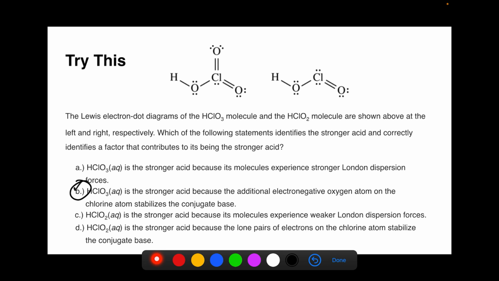Since we're asked about strength of an acid, we should be considering the stability of the conjugate base. So we eliminate A and C right off the bat, leaving us with B and D. Lone pairs of electrons are not able to stabilize a conjugate base. However, highly electronegative atoms like oxygen are able to stabilize a conjugate base, leading us to choose B.